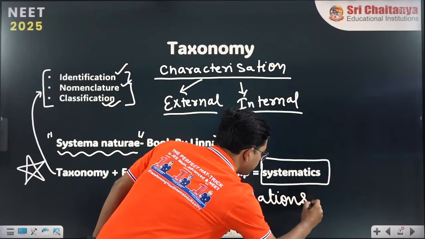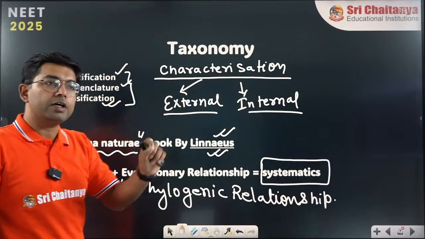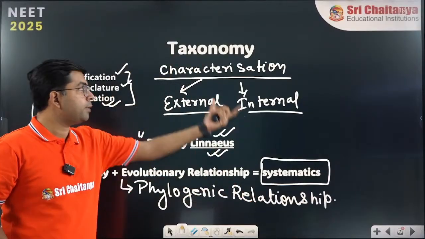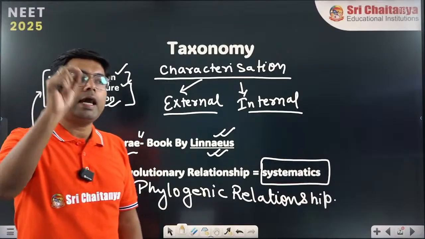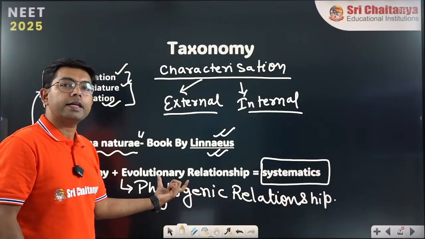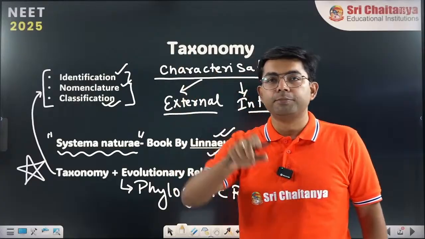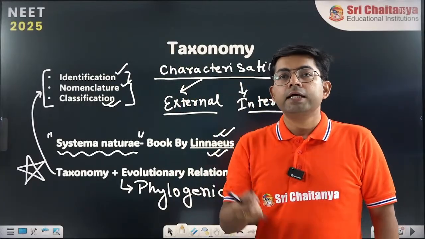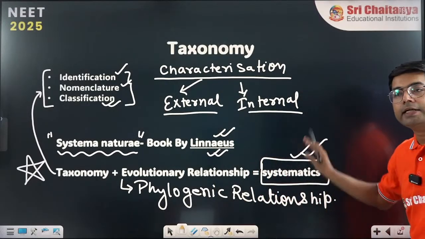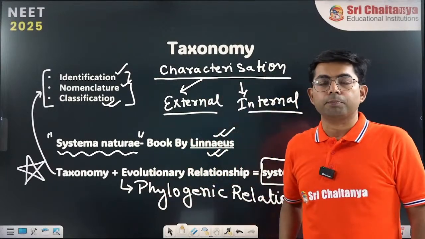Phylogenetic relationship. So this is all about the taxonomy. Here two keywords are very important: taxonomy and systematics. How are systematics and taxonomy different? They differ with respect to the evolutionary relationship. If I ask you which is more advanced, taxonomy or systematics, which is more acceptable? Systematics is more advanced and more acceptable because it also considers evolutionary relationship.